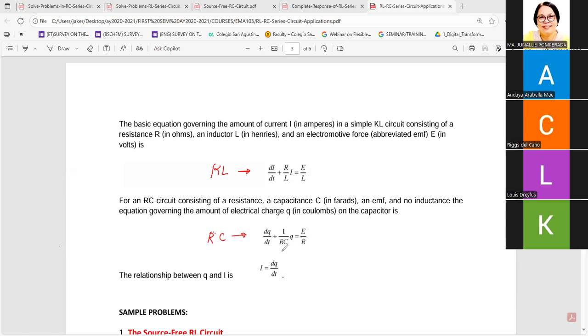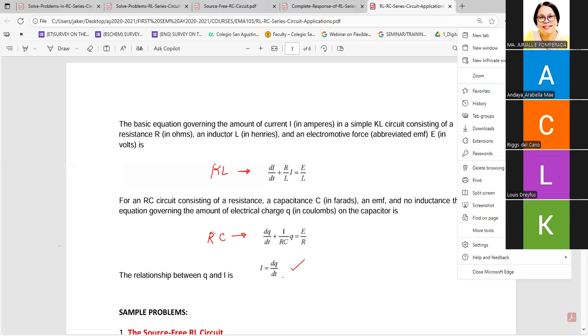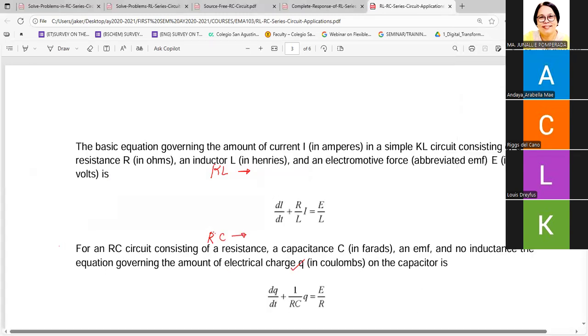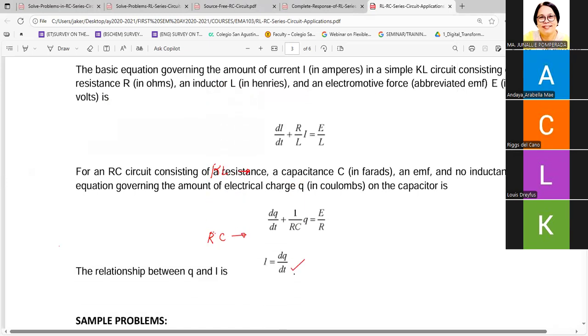Now here in the DE for an RC circuit, should the problem require that you determine time, this is a DE that you can use. The rate of change of the charge with respect to time is equal to the current. So kung kinahanglan mo mag-determine sa current, kay ang problem nag-require that you determine the current in your RC circuit.